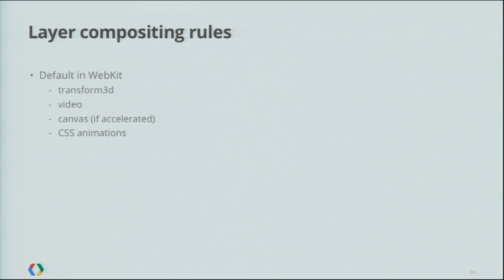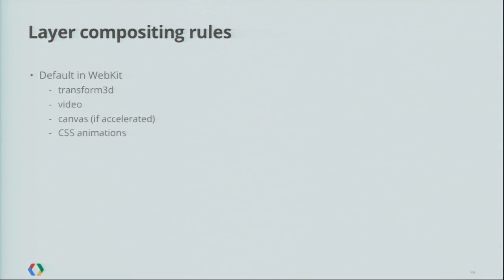I talk about layers, and they are nice and all that. How do you get layers? Well, you have a few rules in WebKit, and those are the rules. If you apply a transform 3D on an element, it's going to be put onto its own layer, etc. For the video, for the canvases, for the CSS animation, all that is going to create layers.